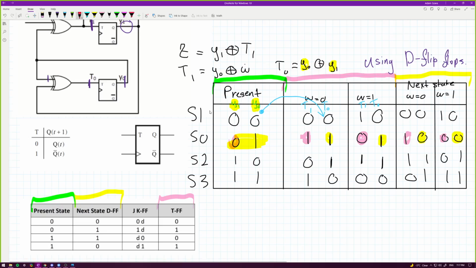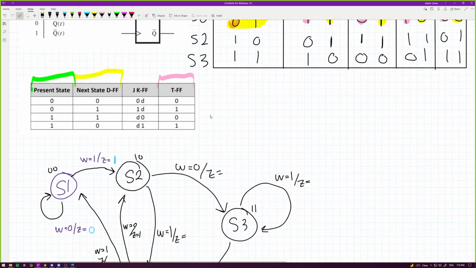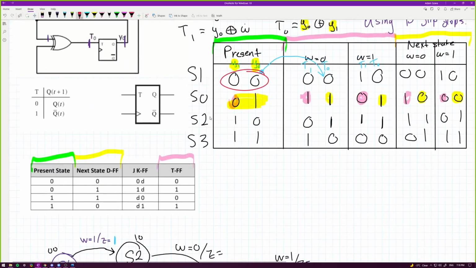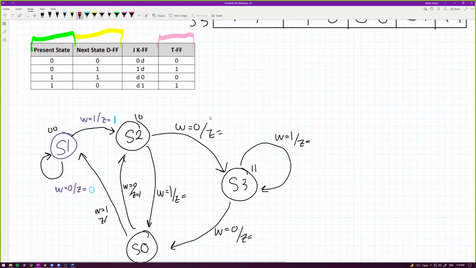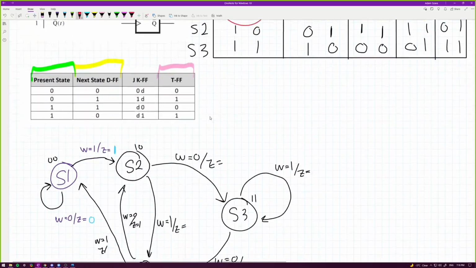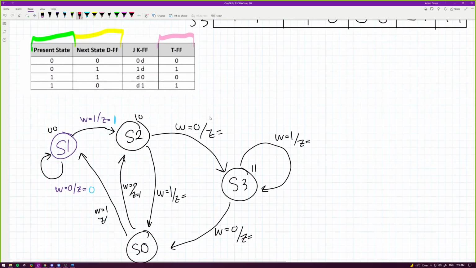Let's say our present state is 0, 0. We already know S1, we already know the two outputs there. So let's do one that we don't know. If our present state is S0, which is right here, we have two arrows coming from it. If W equals 0, let's start with that, we have to look at our T value. So Y1 XOR T1, 0 XOR 1 is going to be 1.